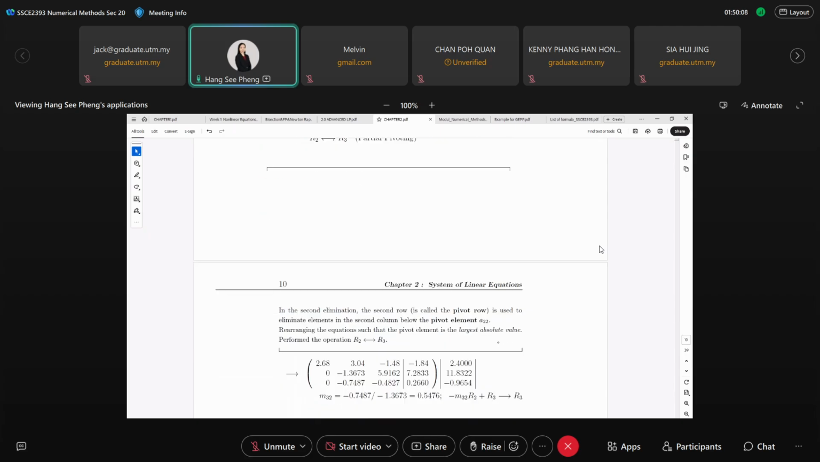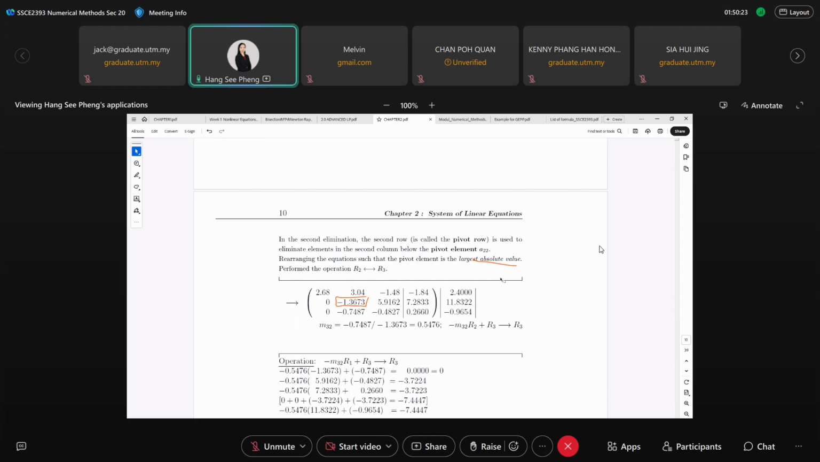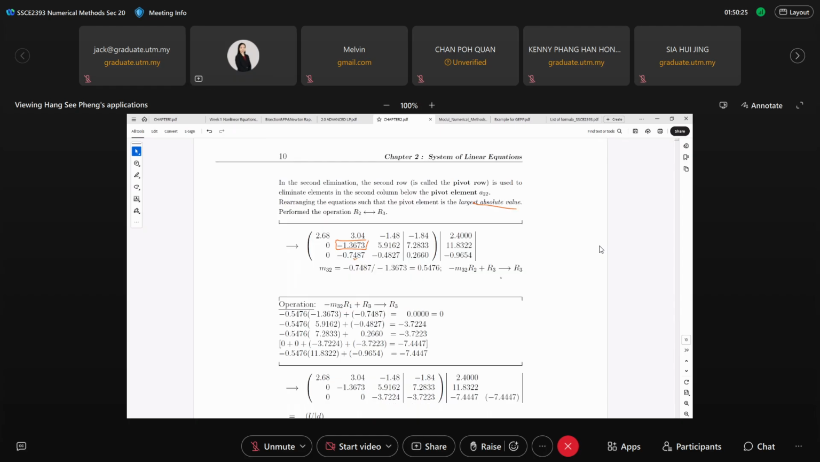Now you get a new matrix. After the interchange, this pivot element has the largest absolute value compared to the values below it. Then proceed, same thing: calculate M32, taking A32 divided by A22. You get these values, put them into the operations, and update row 3. This is the new row 3.